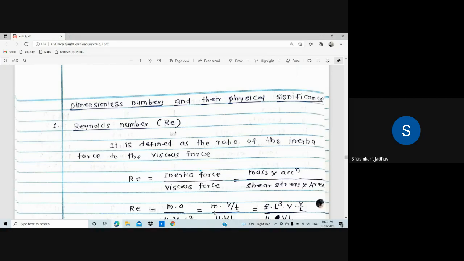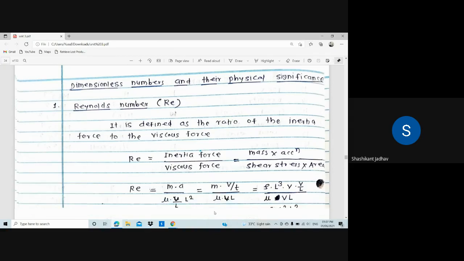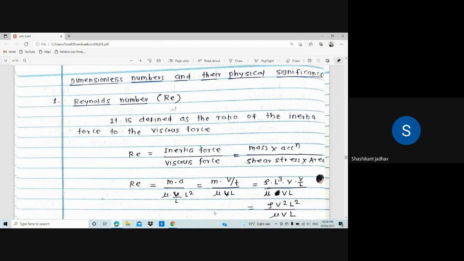All of you write down the next point: dimensionless numbers and their physical significance. Then write down the first dimensionless number, that is Reynolds number.